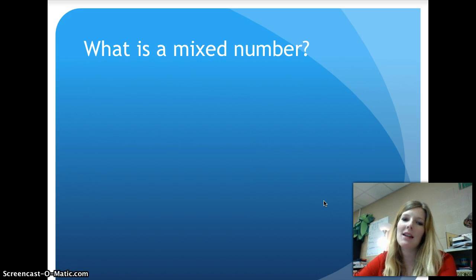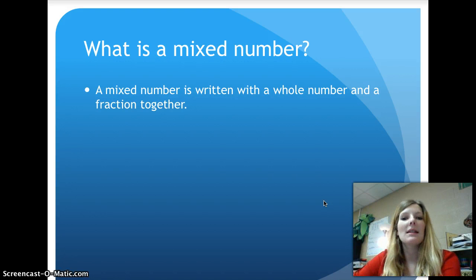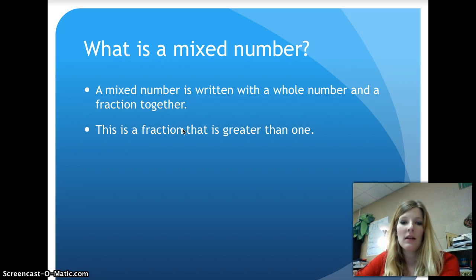Let's talk about mixed numbers now. A mixed number, and again, this is going to be something you want to write down in your notebook with these characteristics so that you can remember and refer back to it. A mixed number is written with a whole number and a fraction together. So you will see both. Not like an improper fraction where it's just the fraction part, but this is a whole number and a fraction. It is a fraction that is greater than 1, but not quite a whole 2 or a whole 3 or a whole 4.